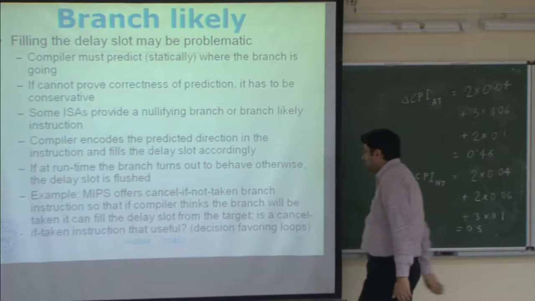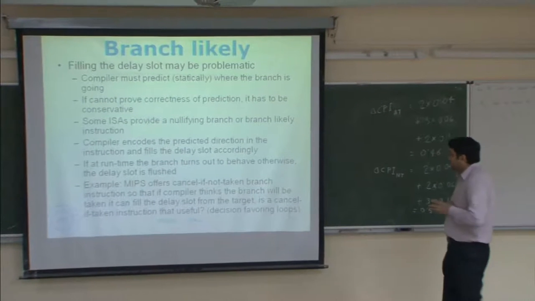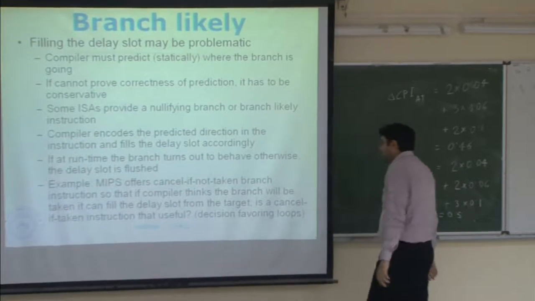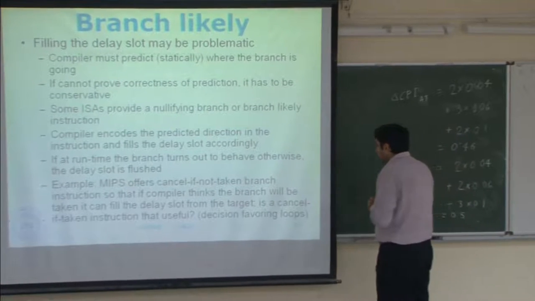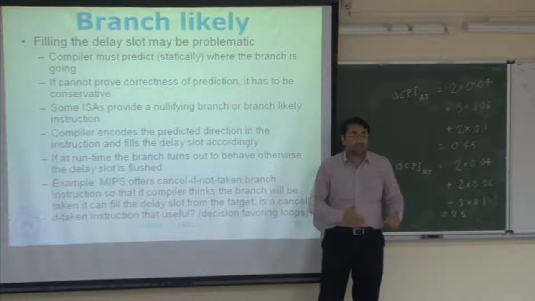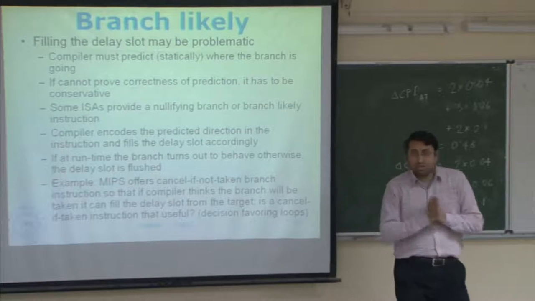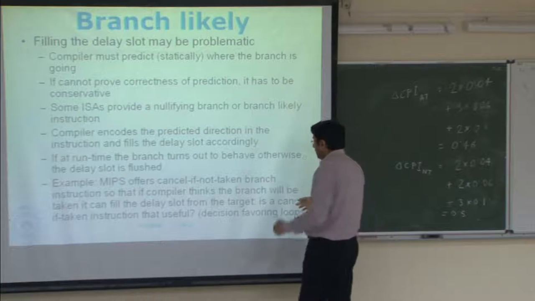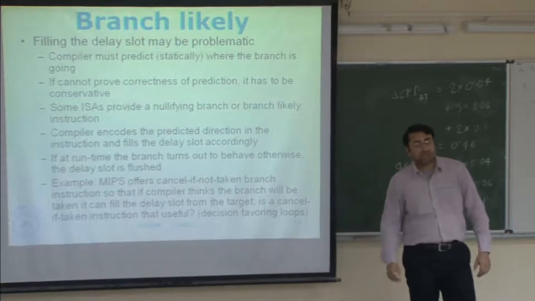So MIPS offers an instruction called cancel if not taken branch. So if the compiler thinks that the branch will be taken, it can fill the delay slot from the target. And of course, at runtime, if you find that the branch is actually not taken, you can cancel the delay slot. Okay? So why didn't they have a cancel if taken branch instruction? They have only one flavor of this, cancel if not.